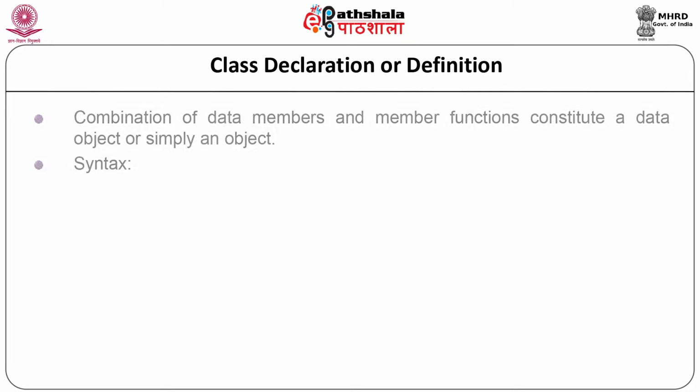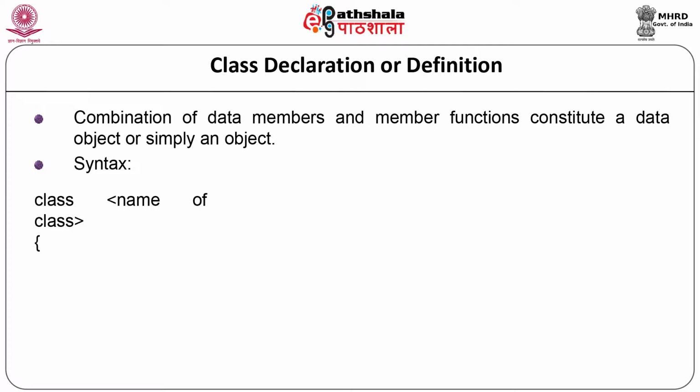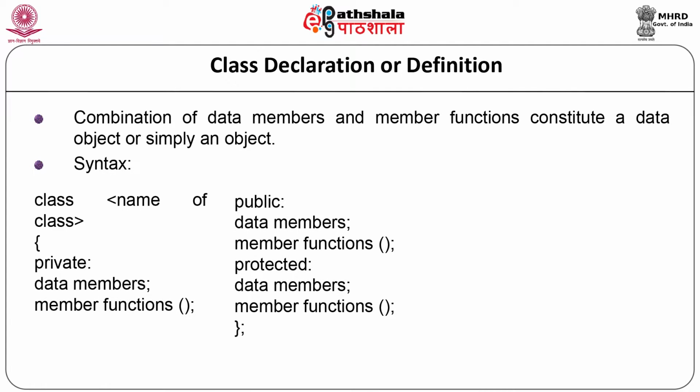The class syntax declaration is the keyword class, then the name of the class, opening braces. In a class there are 3 modes that we are going to apply. Those are private, public and protected. How to define these? After private, the colon and all the data members which are private in that particular class, or member functions which you want to define as private. Next public colon, data members and member functions. Next protected colon, data members or member functions. End of the class with semicolon.